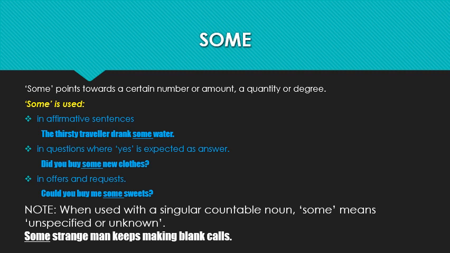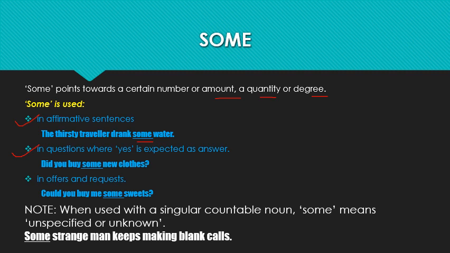Some. Some points toward a certain number of or amount, a quantity or degree. Some is used in affirmative sentences, and that means positive sentences. The thirsty traveler drank some water. Or you can use some in questions where the answer is always yes. Did you buy some new clothes? Yes, I did buy some new clothes. Or yes, I bought some new clothes.